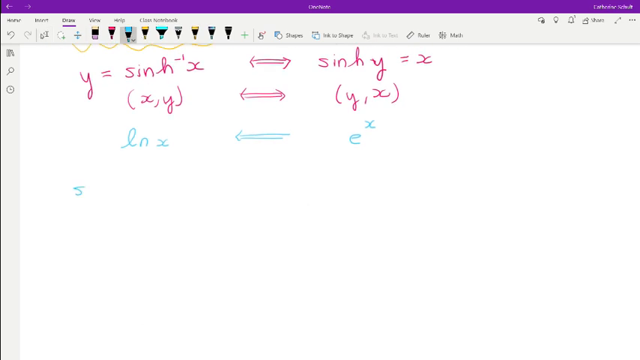So first up, the inverse hyperbolic sine of x is equal to the natural log of x plus the square root of x squared plus 1. And because the range of the hyperbolic sine is all real numbers, the domain is all real numbers in the inverse. Okay, and then for the inverse hyperbolic cosine, remember that the hyperbolic cosine is not 1-to-1.